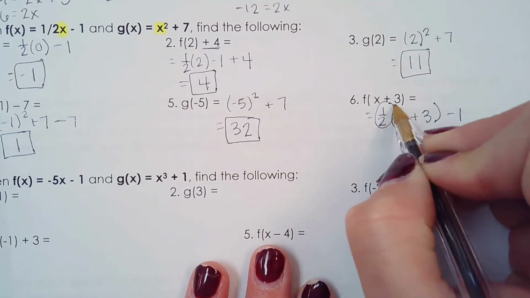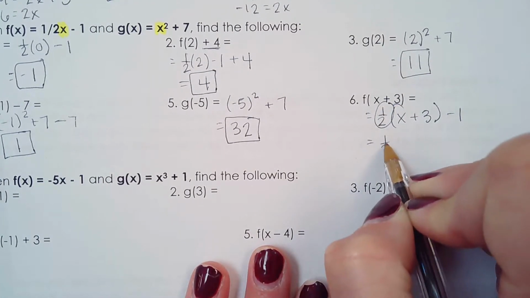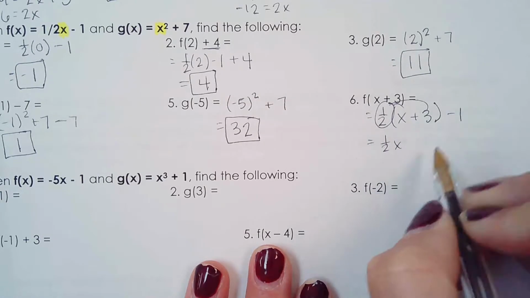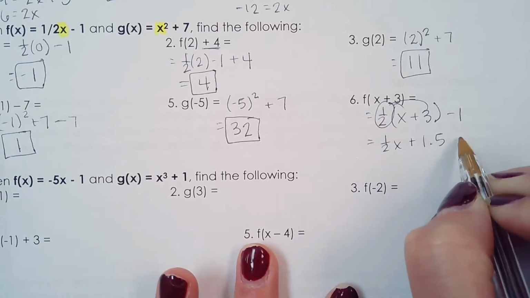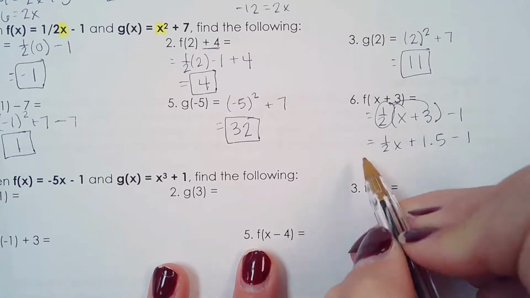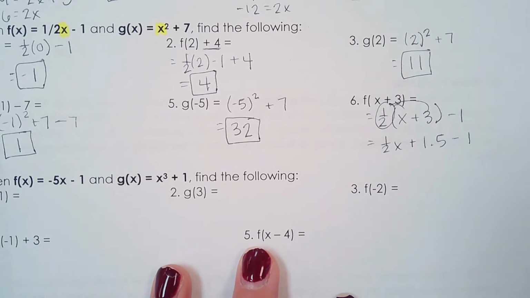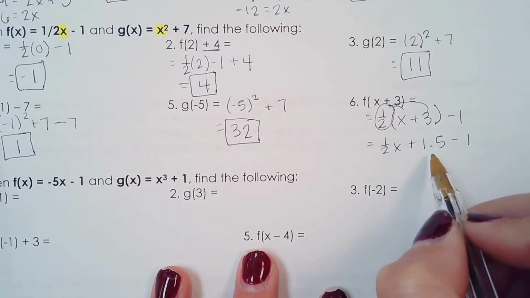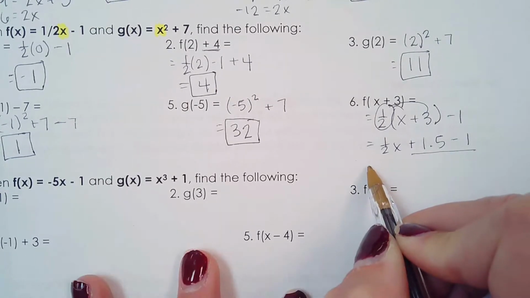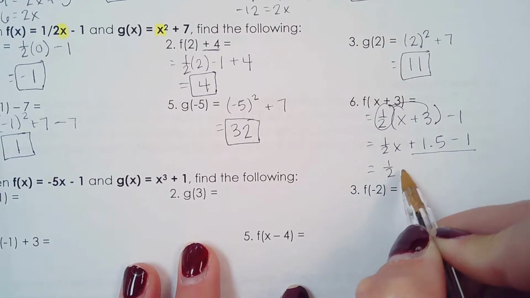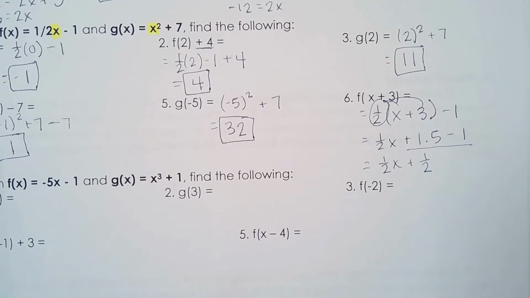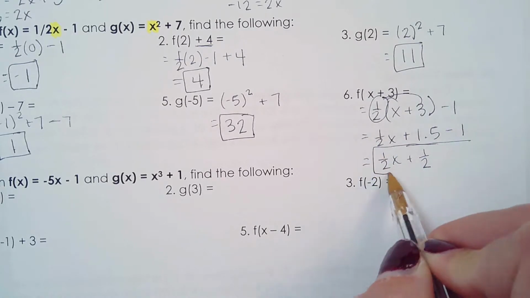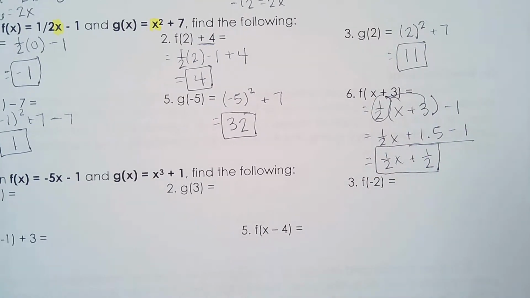So what's 1/2 times x? 1/2 x. 1/2 times 3? 1.5? Or 3 over 2? Anything else we can do to simplify? Yeah. Minus 1. So what's 1.5 minus 1? Half. And that would be our final answer. You couldn't take it any further. Is that okay? Do we have any questions?